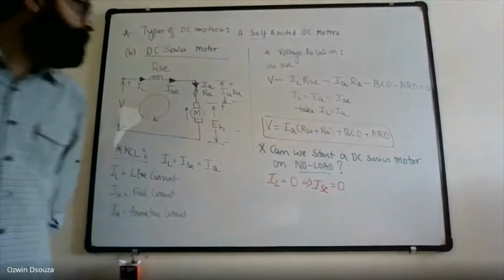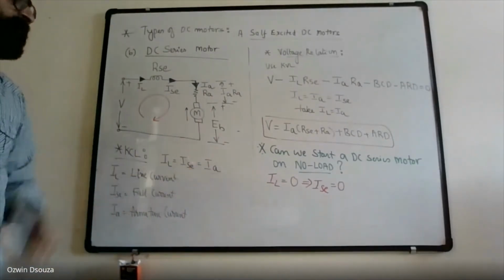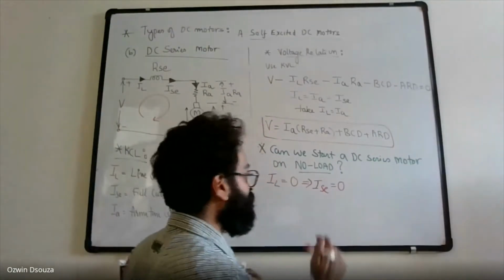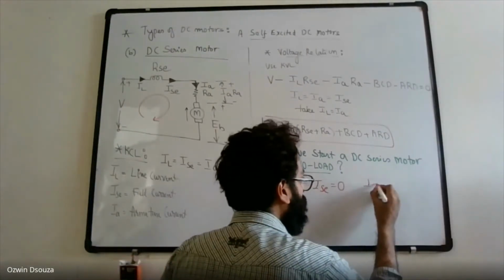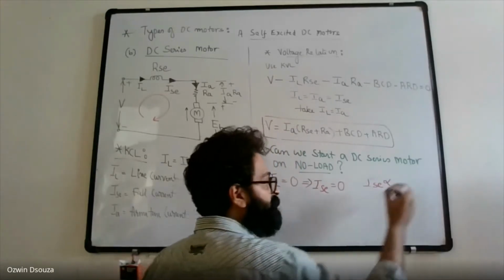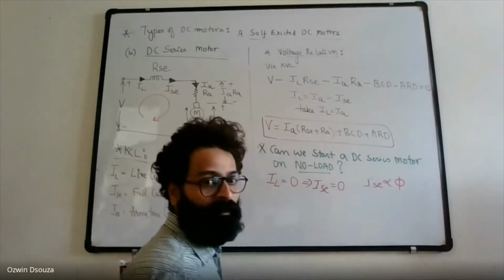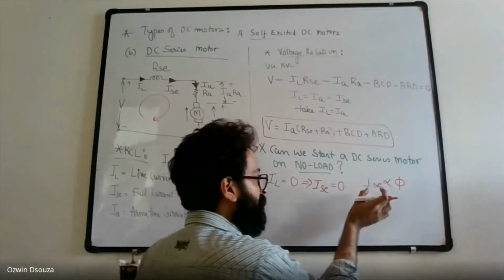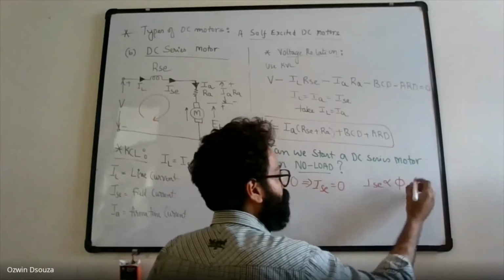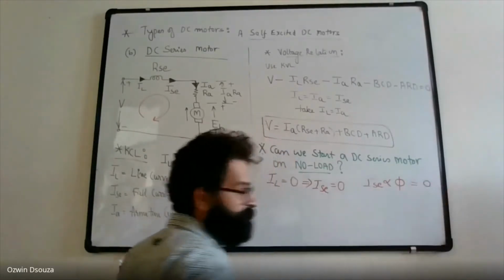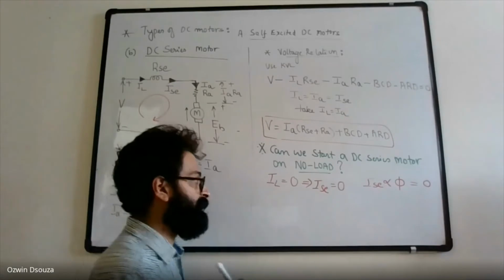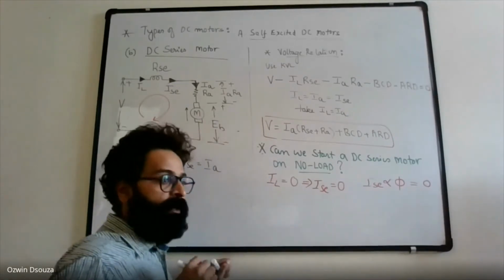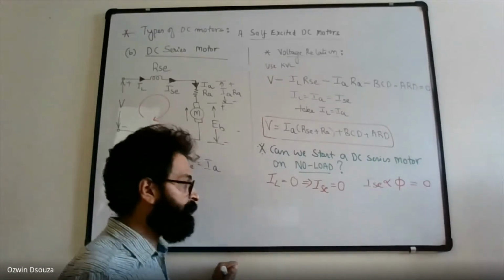ISC is also 0, right? Because IL is equal to ISC is equal to IA. Okay. So ISC, we defined it as field current. So your ISC, that is the field current, is proportional to flux. So when ISC is 0, your flux boils down to 0. Now, what kind of implication is 0 flux going to have on the motor speed?